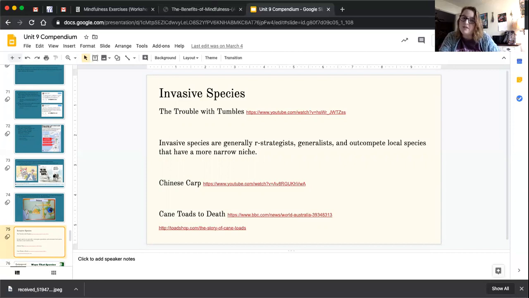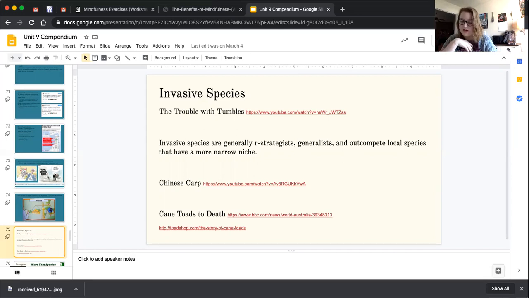I did put that invasive strategies are generally R strategists and generalists and outcompete the local species that have a more narrow niche because they're specialized and sometimes tend to be K strategists. Chinese carp, I think this is funny because they're literally building a wall to the Great Lakes that electrocutes fish. It's amazing. You have to see it. And then cane toads, but like too much.